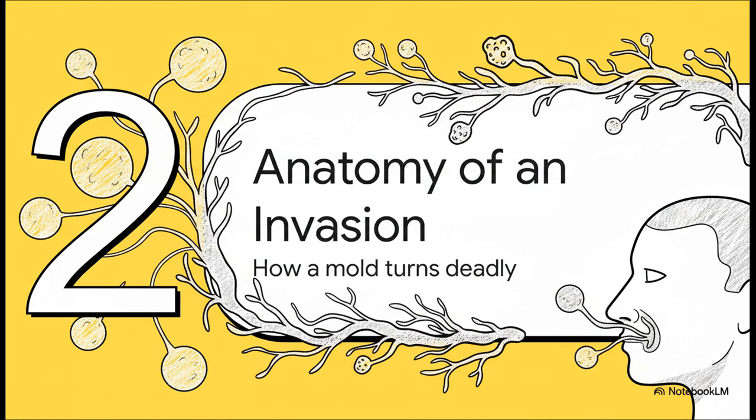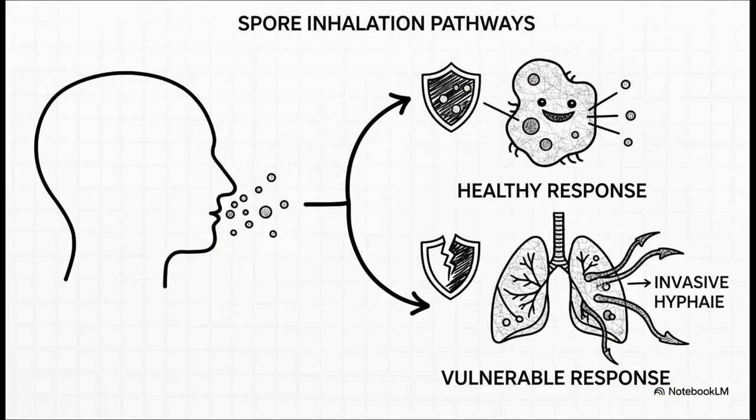All right, so how does the attack even begin? Let's break down the anatomy of this fungal invasion step by step. It all starts with these tiny spores that we're inhaling all the time. Now, in a healthy person, specialized immune cells in our lungs, they're called alveolar macrophages, they act like little security guards and just clear them right out. No problem. But in a vulnerable host, those guards get overwhelmed. The spores then germinate, and they transform into their truly invasive form, these long branching filaments called hyphae.